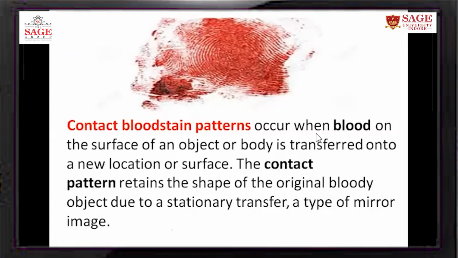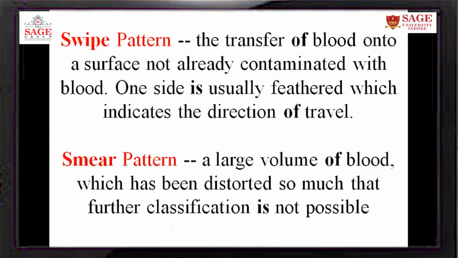Then swipe pattern is the transfer of blood onto a surface not already contaminated with blood. So a swipe pattern is on a surface which is clean, and one side is feathered. If you try to swipe blood, it will show you the direction from which direction to which direction it was tried to be swiped.